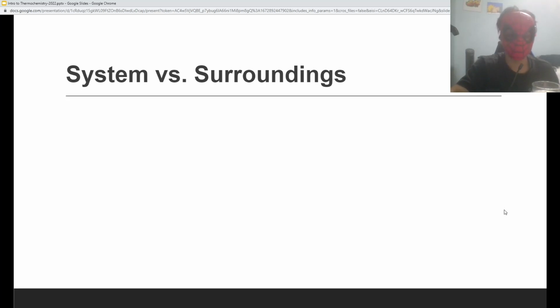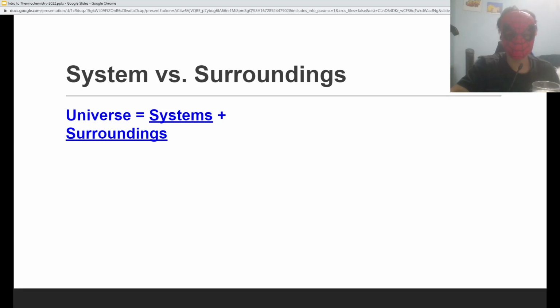In order to understand thermochemistry, it is important to first understand the concept of system and its surroundings. A system is the specific part of the universe that we are interested in studying. It can be a single substance, a group of substances, or a reaction mixture.